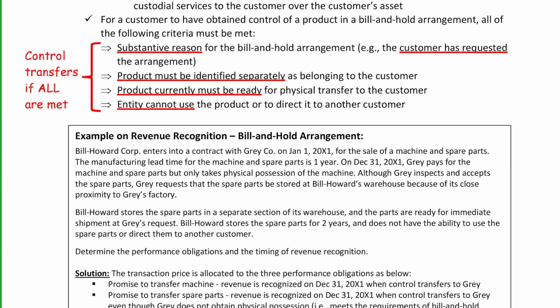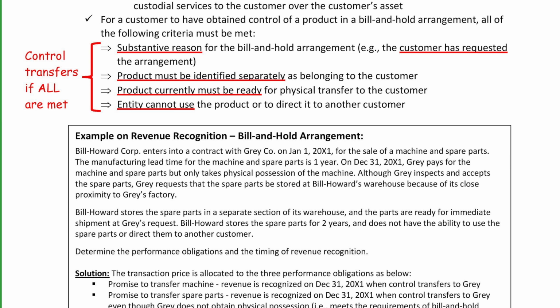Let's look at the example that we have here. So Bill Howard Corp enters into a contract with Gray Company on Jan 1st, year 1 for the sale of a machine and spare parts. The manufacturing lead time for the machine and spare parts is 1 year. On December 31st, year 1, Gray pays for the machine and spare parts but only takes physical possession of the machine.